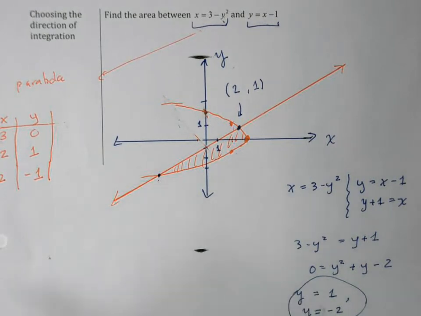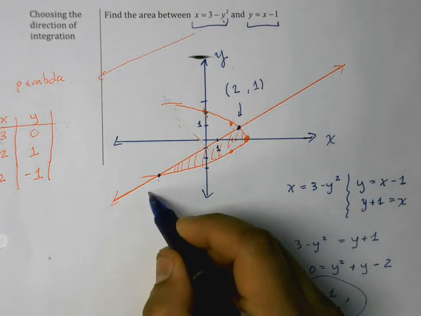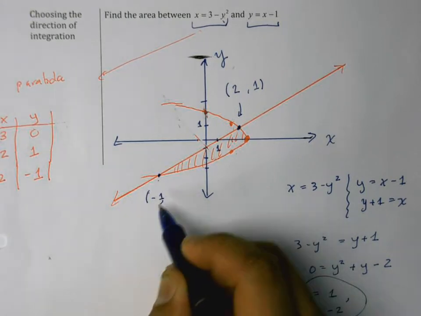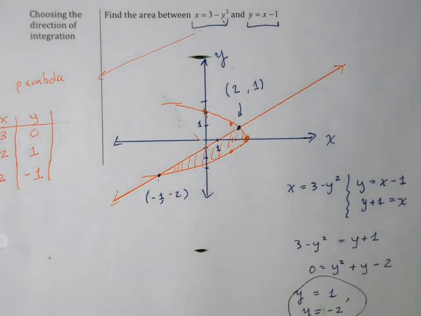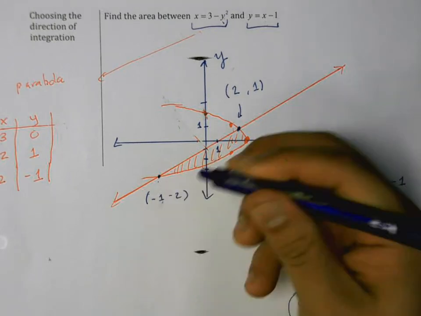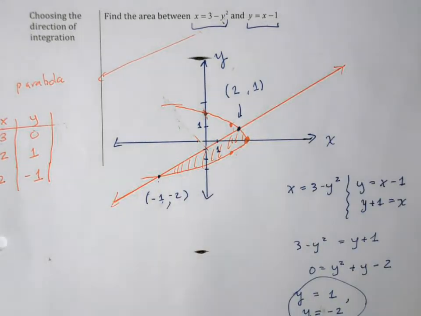Okay, so this graph was not drawn up to a very good scale. But there you have it. So these are the two points that we're going to integrate from. So now let's integrate.